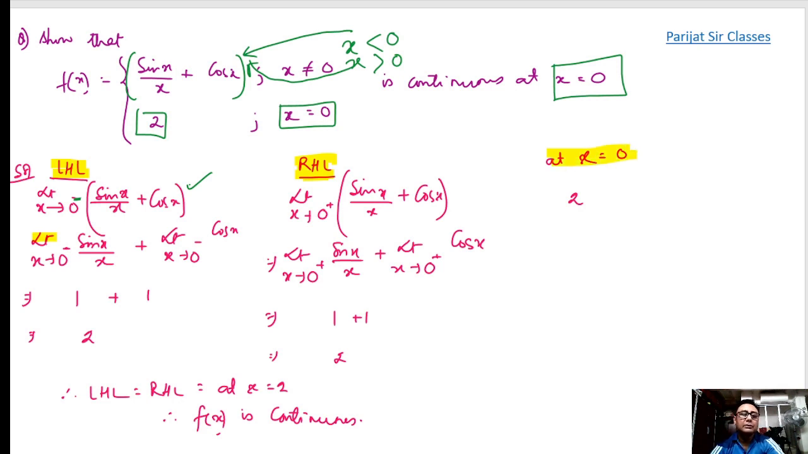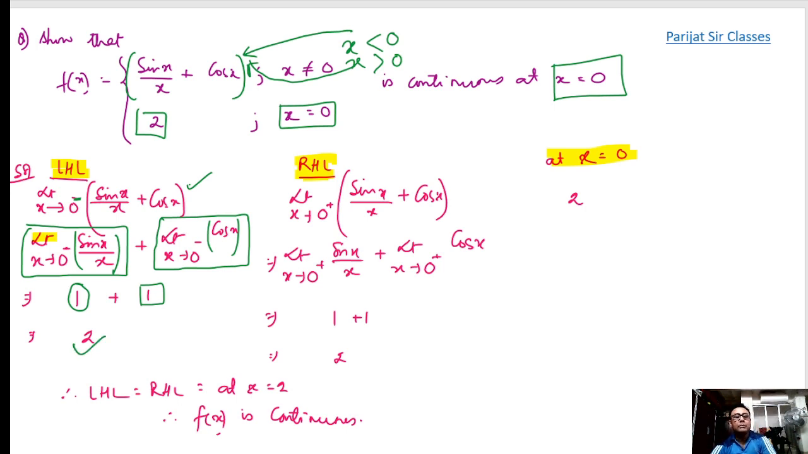So first of all, sin x by x, we have separated the application of the limit here. And please remember, this is a formula. Limit x tends to 0, sin x by x is 1. And limit x tends to 0, cos x, this is also a formula. It is also 1. So the answer is 2. These two are formulas.